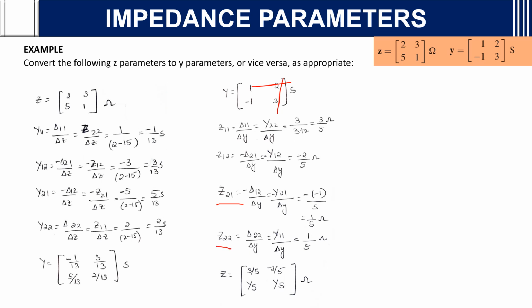In the same way, Z22 is nothing but delta 22 by delta y. Delta 22 means what? Second row, second column need to be eliminated. You will get y11 value, that is 1 by 5. So these are the y parameters.